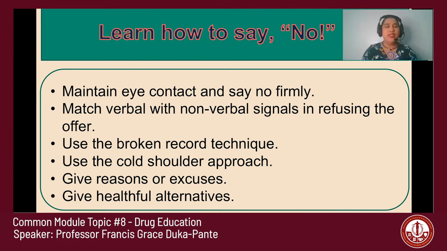The first one is very simple. You just need to maintain eye contact and say no firmly. So eye contact, just say no, okay? The second one is you can match your verbal with nonverbal signals in refusing the offer. So when you say no, we do this, we don't do this, okay? Your verbal and nonverbal signals should be consistent. Remember that action speaks louder than words. So it should be consistent.